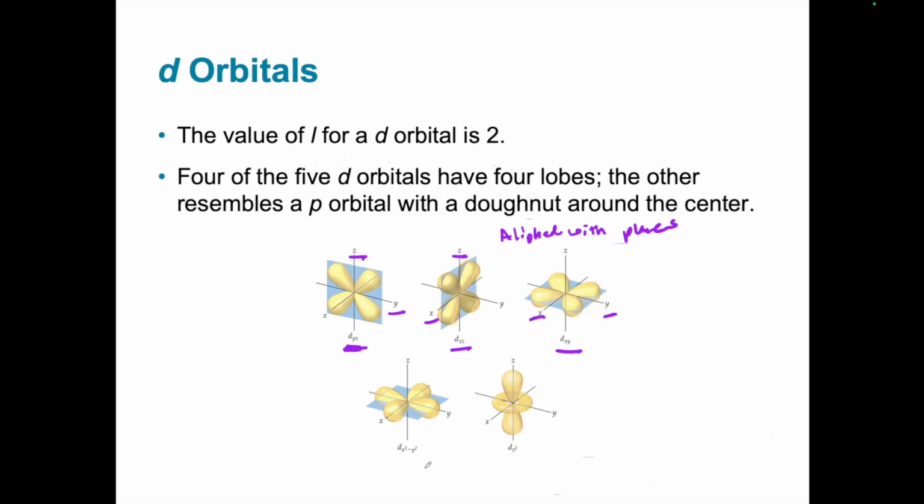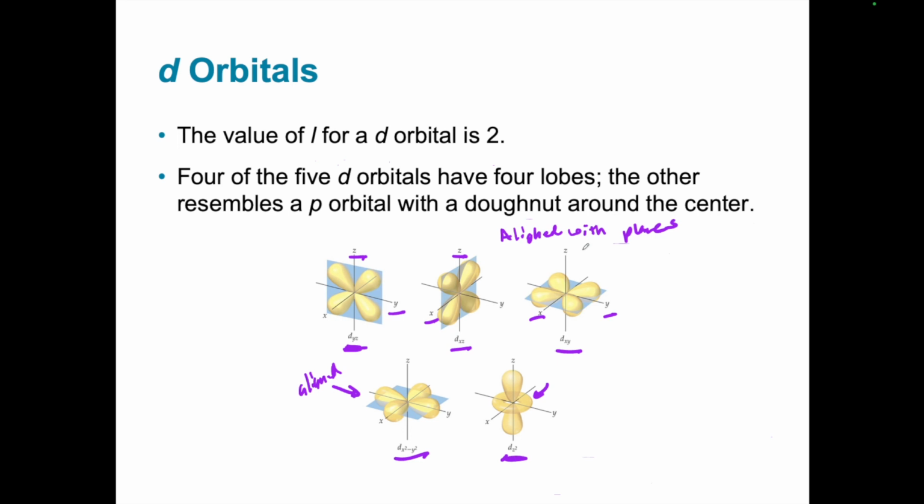And then these other two are a little bit different because they're aligned to the axis, and so that's why the equation is a little bit different. It's dx squared minus y squared, and then the one real standout here is that it's no longer a clover shape, but it's got this donut right here, and so this is the dz squared orbital.